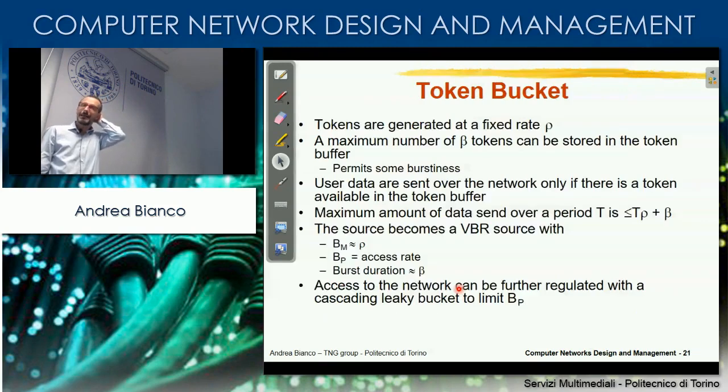And the burst duration is basically, roughly speaking, the number of packets equal to beta. So this intuitive description that we made: we have to characterize our traffic, if you remember, through peak rate, average rate, and burst duration. Burst duration is beta, the peak rate is the access rate unless you have a leaky bucket cascaded to this one, and the average rate is the token generation rate, okay?